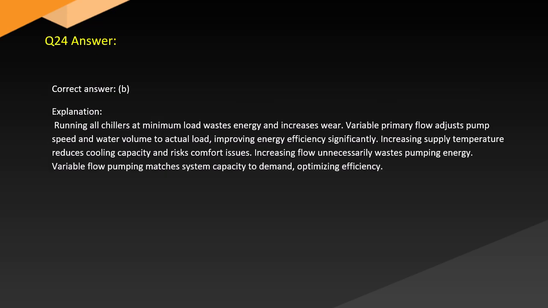Answer. Correct answer: B. Explanation. Running all chillers at minimum load wastes energy and increases wear. Variable primary flow adjusts pump speed and water volume to actual load, improving energy efficiency significantly. Increasing supply temperature reduces cooling capacity and risks comfort issues. Increasing flow unnecessarily wastes pumping energy. Variable flow pumping matches system capacity to demand, optimizing efficiency.